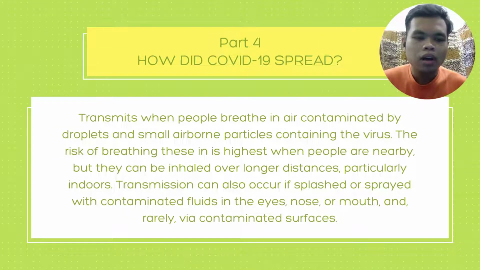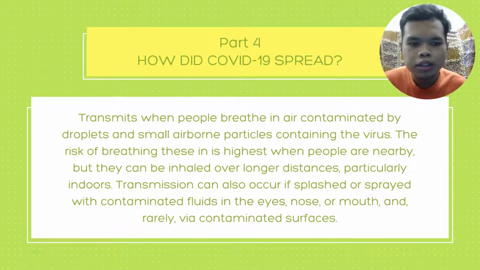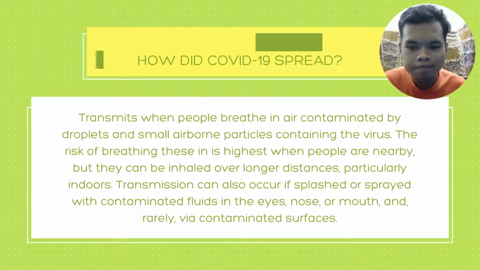How does COVID-19 spread? It spreads when people breathe in air contaminated by droplets and small airborne particles containing the virus. The risk of breathing this in is highest when people are close, but they can be inhaled over longer distances, particularly indoors. Transmission can also occur if contaminated fluids splash or spray into the eyes, nose, or mouth, and rarely through contaminated surfaces.